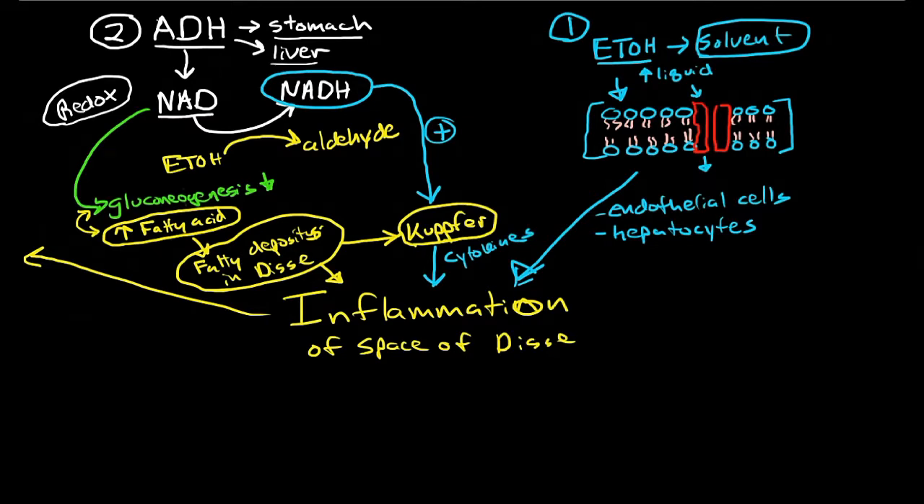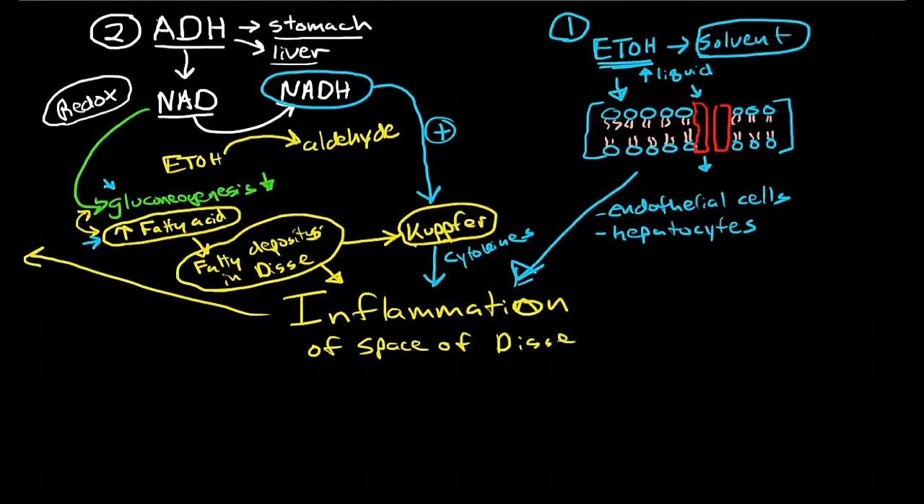Okay, so really the issue here is there are two effects of high levels of alcohol in the liver. One is alcohol working as a solvent, and number two is the alcohol dehydrogenase system suppressing gluconeogenesis and thereby increasing fatty acid secretion, which directly starts a process of inflammation, and then also NADH stimulating Kupffer cells to increase the inflammation in the space of DC.